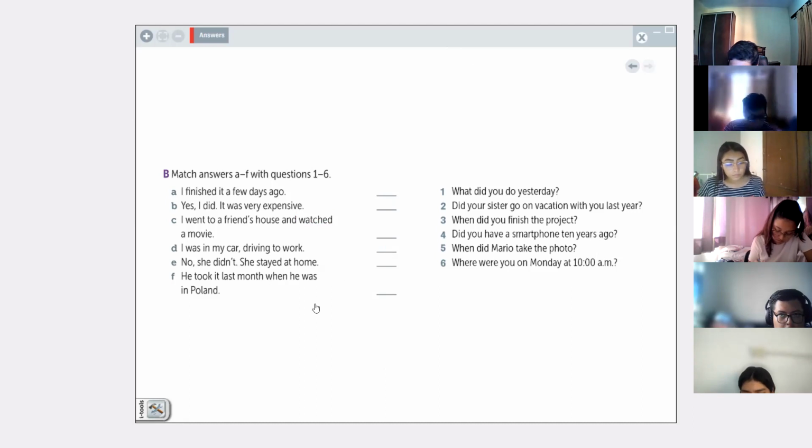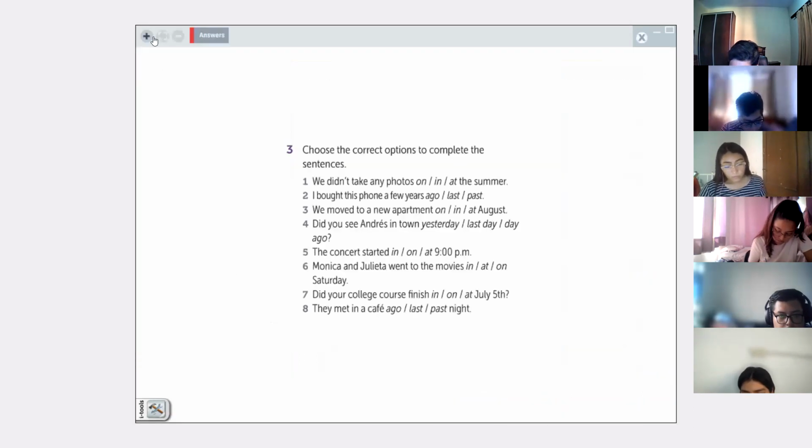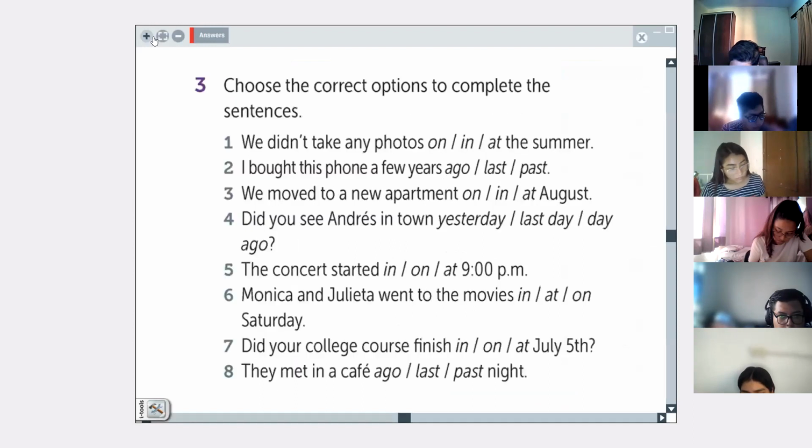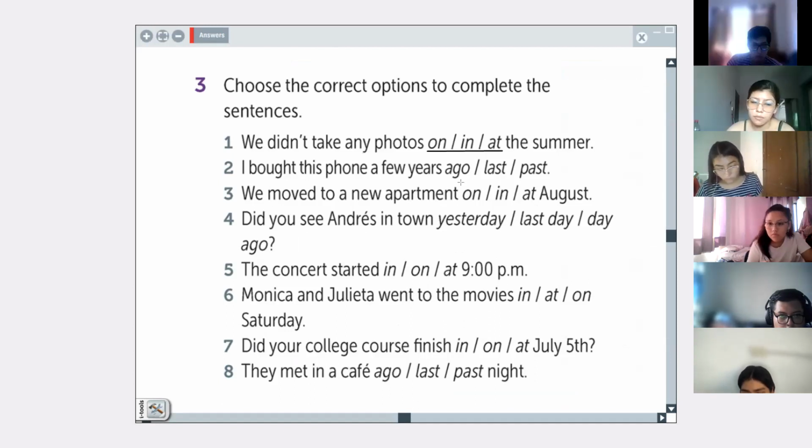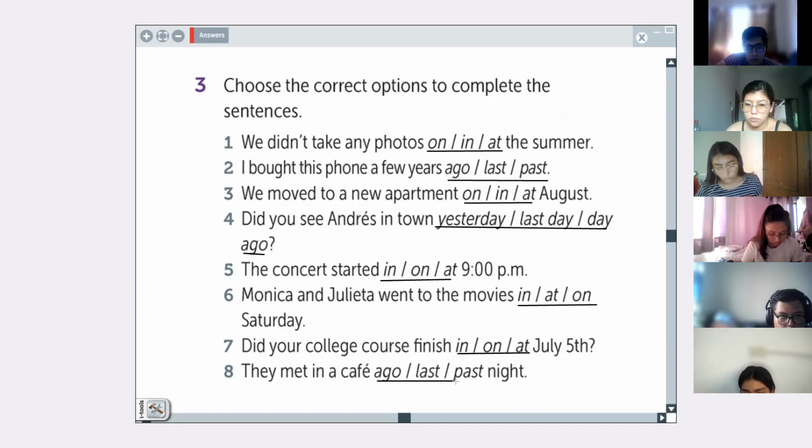Let's do exercise number 3 now. Choose the correct options to complete the sentences. We're going to do it together, okay? Number 1 says, we didn't take any photos in the summer. Very good. Voy a subrayar todas las opciones. In the summer, right? Let me underline the options here. Okay, good. In the summer.